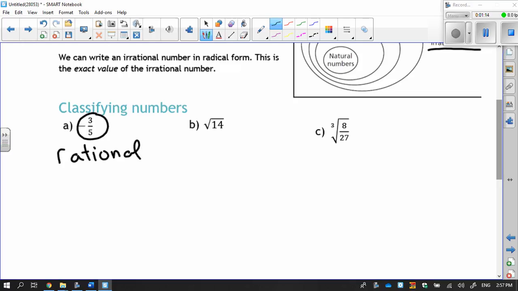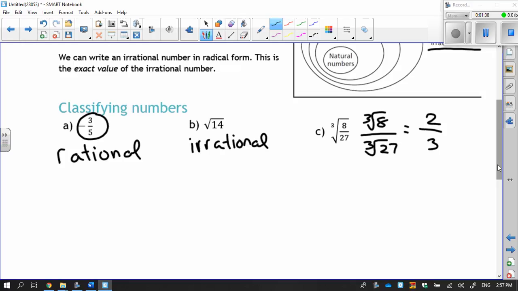When we take the square root of 14, it is not a perfect square. Therefore, it is irrational. If we wanted to take the cube root of 8 over 27, this would work. The cube root of 8 over the cube root of 27 is really just 2 over 3. This is rational.